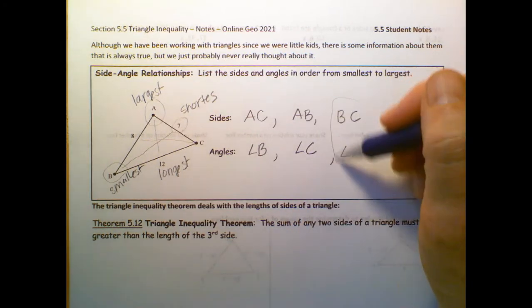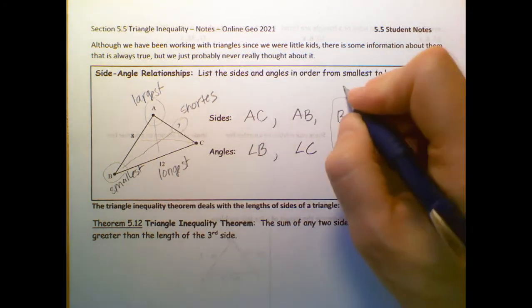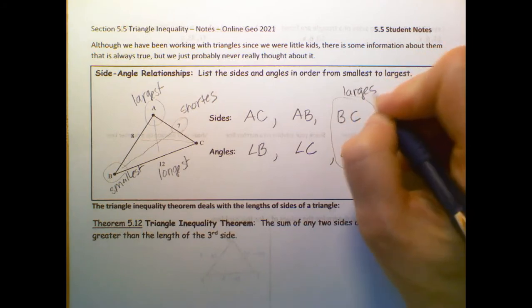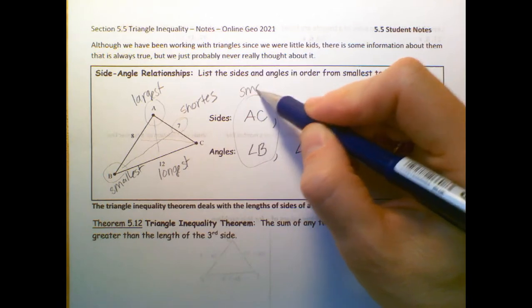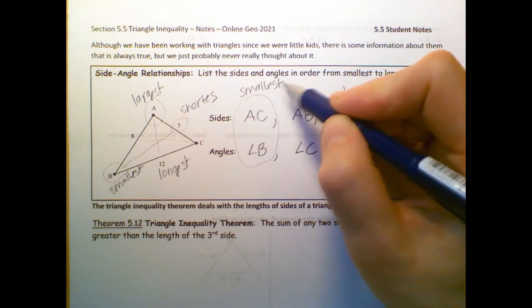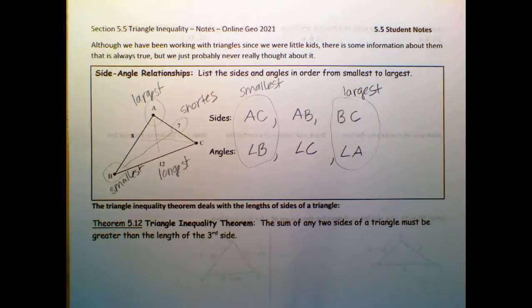All right, so this is a relationship. This is the largest of both sides and angles, and these are the smallest of both the sides and the angles. Always been true since the beginning of triangles. Just never really thought about it.